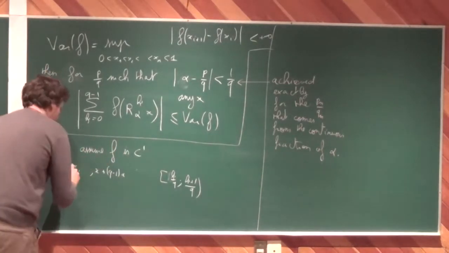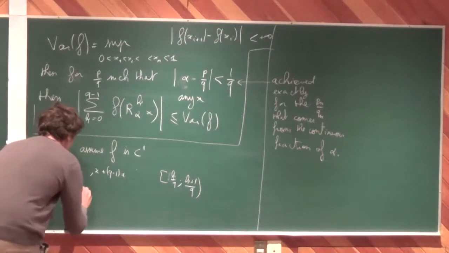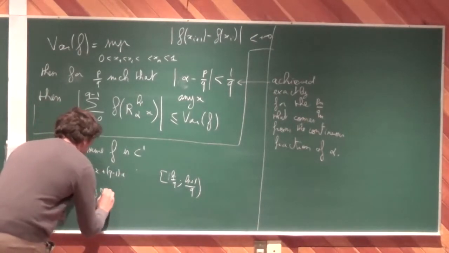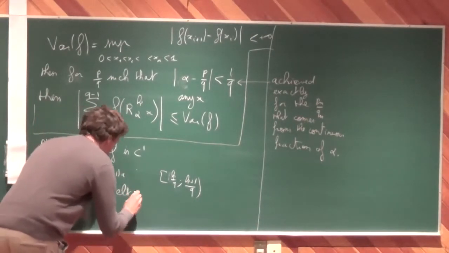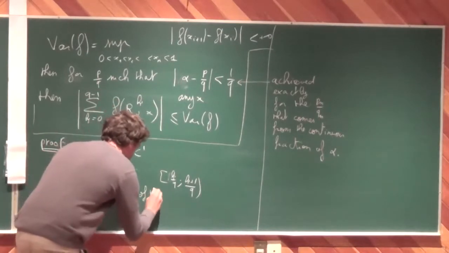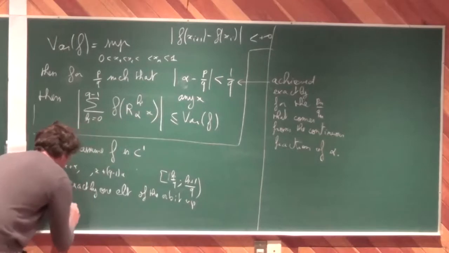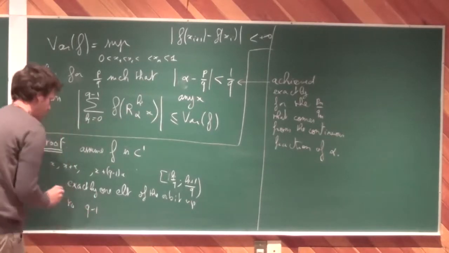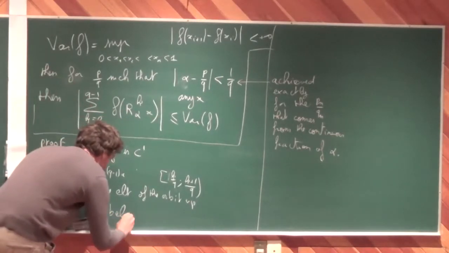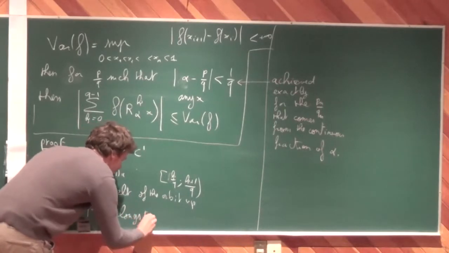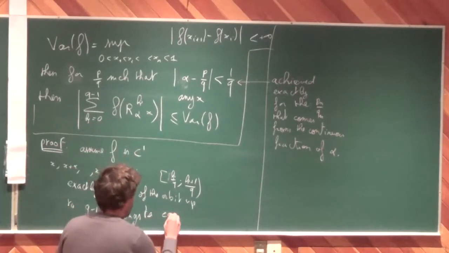So exactly one element of the orbit up to time q minus 1 belongs to each interval.